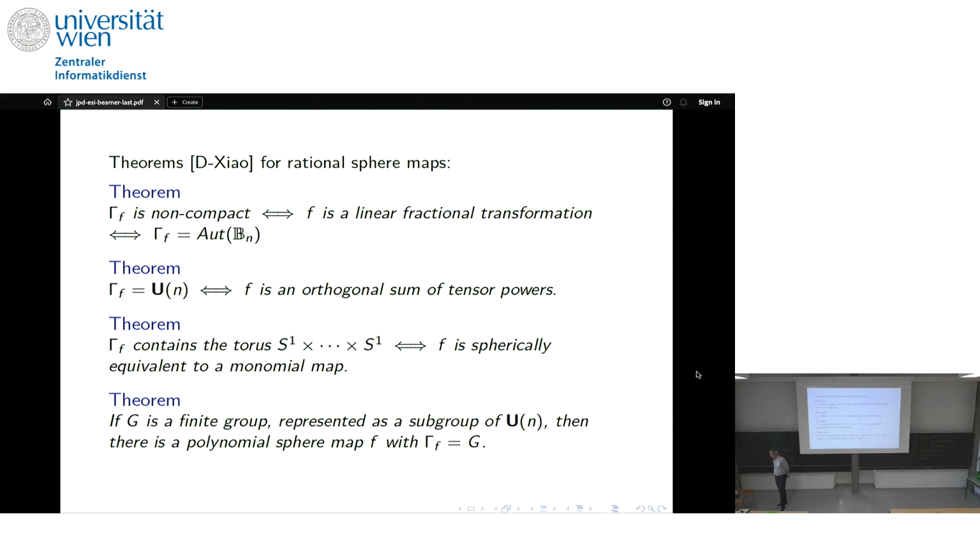Okay, so Ming Xiao and I proved several theorems about these groups. The first one: this equivariant source group is non-compact if and only if the map is a linear fractional transformation. So we've already seen, let me say, these 4 theorems. The group is the unitary group, the natural group to study, if and only if f is an orthogonal sum of tensor powers, where at least one factor has m at least 2. And the other one, which is the main theorem for this talk in a way: this group contains a torus if and only if f is spherically equivalent to a monomial map.